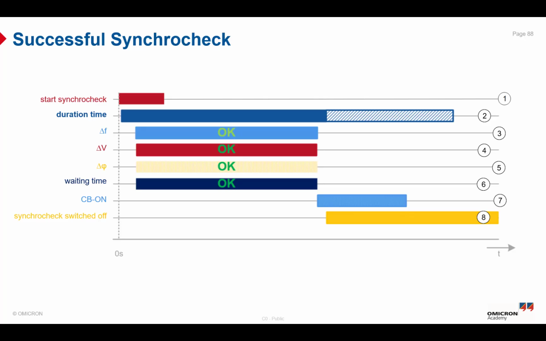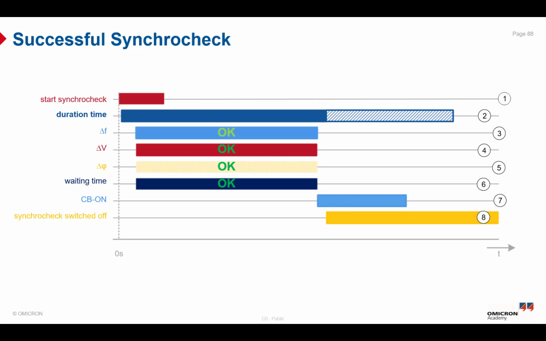The line in number 2 represents the duration time. The synchronizing device must verify that all the parameters are okay within this duration time. After this time, the synchronizing device will switch off the Synchrocheck and it will be aborted. Number 3 in this successful Synchrocheck scenario represents the delta F, which means the frequency difference between the line and the bus bar, and this is a general sync condition, as is number 4, which represents the delta V. Number 5 represents the delta phi, the phase angle difference between the line and the bus bar voltage.